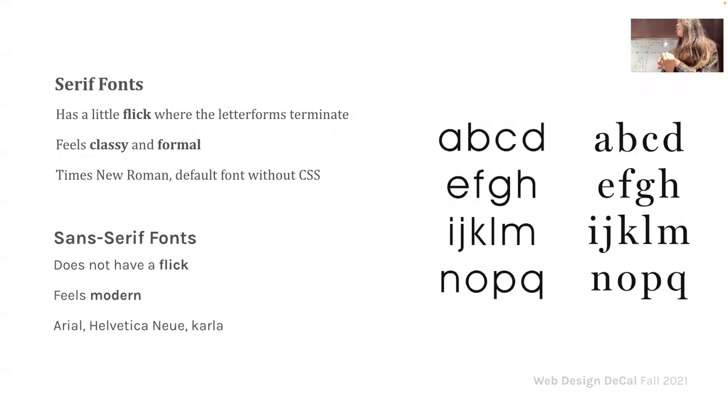The two main different types of typography that we can break this category into are serif and sans serif fonts. Serif fonts have a little flick where the letter forms terminate. So if you think of Times New Roman, for example, it has a little end notch on the type. In general, they feel a little bit more classy, a little bit more formal, maybe even a little bit vintage if you've seen older branding and packaging, for example.